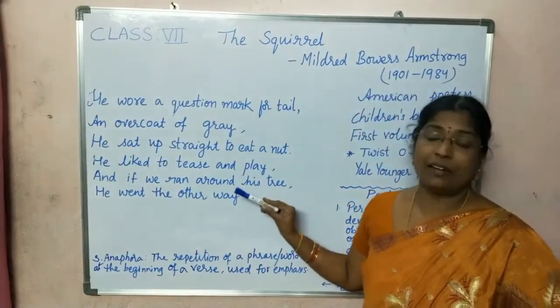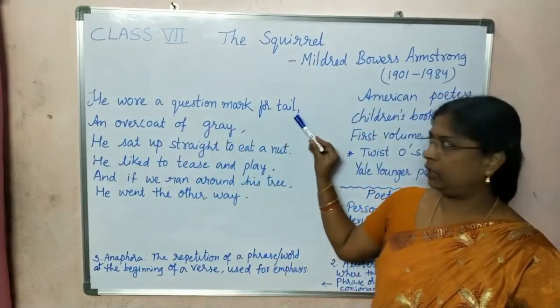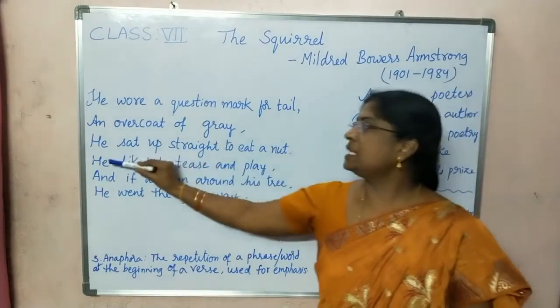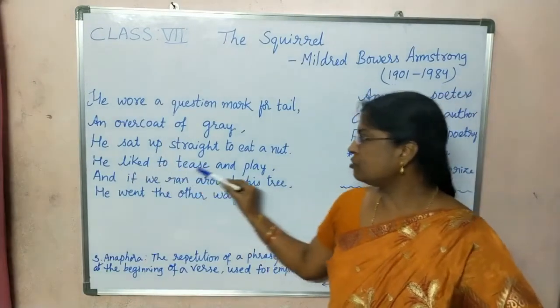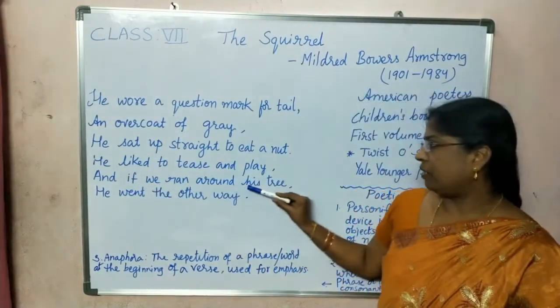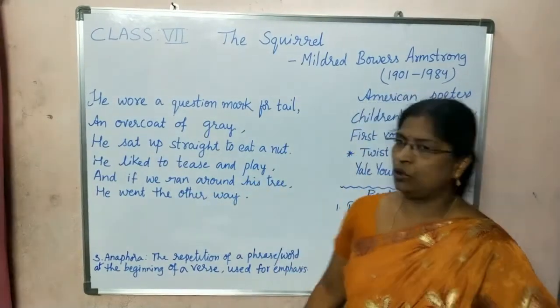Now, once again, I'll read the poem for you, children. He wore a question mark for tail, an overcoat of grey. He sat up straight to eat a nut. He liked to tease and play. And if we ran around his tree, he went the other way.